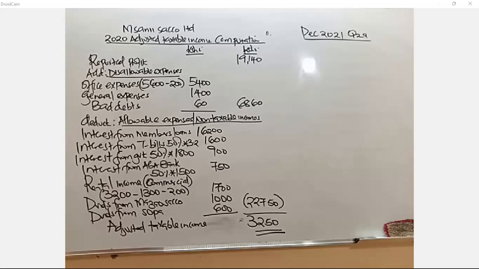So I have said, yes, I have said that when you look at the expenses provided in the income statement, there is the 1,300 for the rented property. Have you seen it? Are we together at that point?